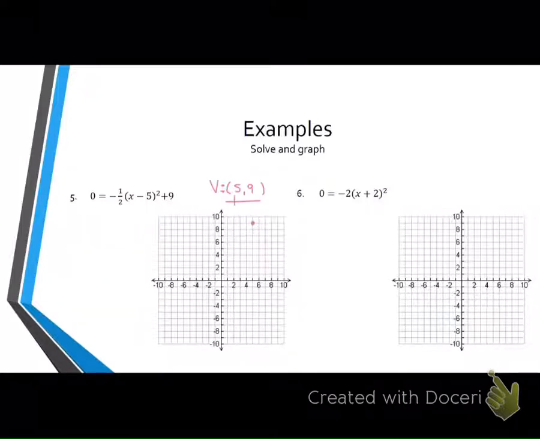And then we have our pattern. What are we multiplying by this time? Negative half. So is this one going to open up or down? It will open down. If I go out 1, it's typically 1, but 1 times negative half means we're actually going down half. Half of 4 is 2, so we're going down 2. Half of 9 is, and half of 16 is 8.